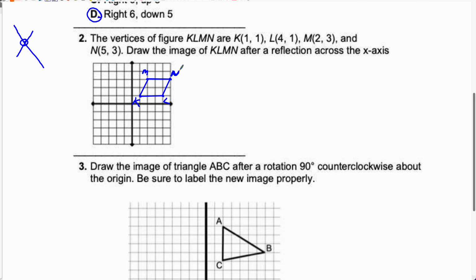Okay, and so draw the image of KLMN after a reflection across the x-axis. So which way is the x-axis? Up, down, or left? Down. It's going down from the shape would be the x-axis. So to draw this, all I've got to do is count, and so I count from K down 1 to the x-axis and then 1 across the x-axis. And how do I label that one?